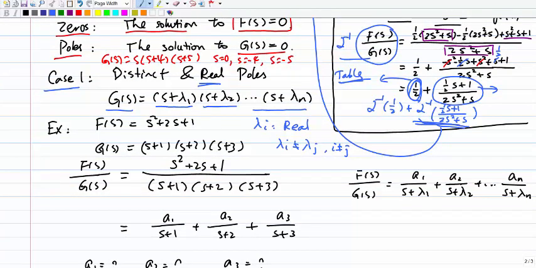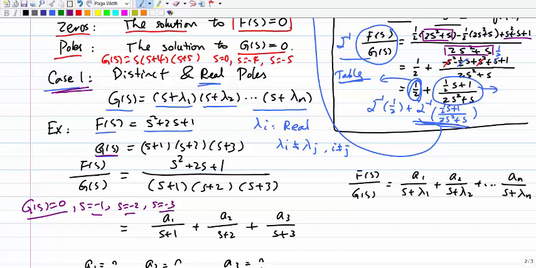Laplace transform. Okay. Assuming my f(s) is s squared plus 2s plus 1. Okay. And my g(s) is (s plus 1)(s plus 2)(s plus 3). Okay. So when you check the poles, the poles are where you set g(s) to be 0. If you set it to 0, the poles are s equal to negative 1, s equal to negative 2, and s equal to negative 3. So they are real and distinct, they're different. It satisfies the property in case 1.